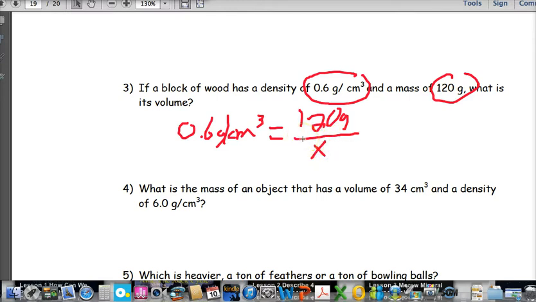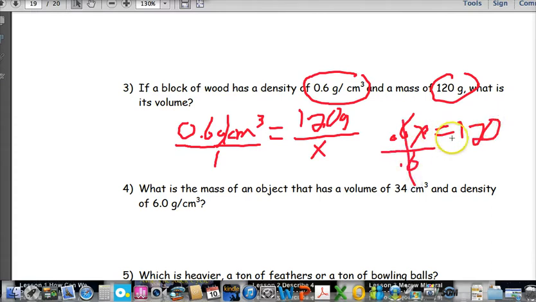Now, it's basically just a little bit of algebra. I'm going to cross multiply. So what I'm going to do is put this over 1. And I'm going to cross multiply. So I'm going to shorten it: 0.6x equals 120. I want to get x by itself, so I divide both sides by 0.6. That cancels out. And now I'm going to simply divide 120 by 0.6. So let me get to my calculator. 120 divided by 0.6 equals, it looks to me that the volume is approximately 200 cubic centimeters.